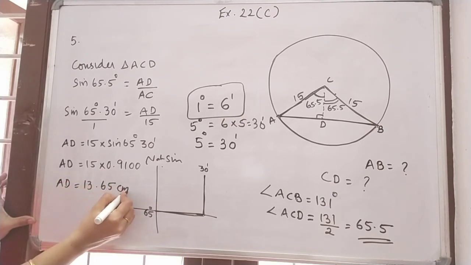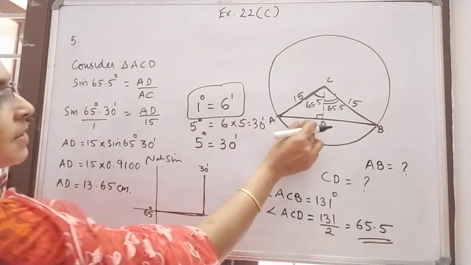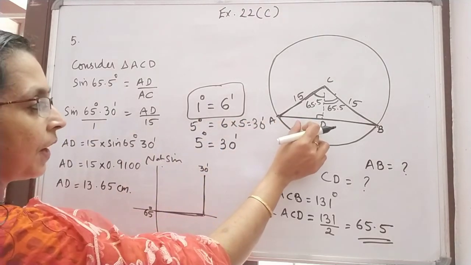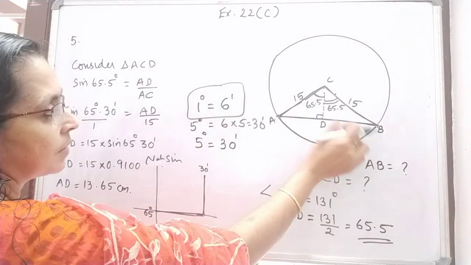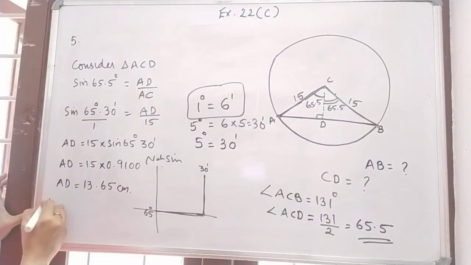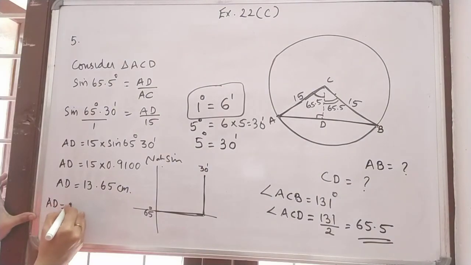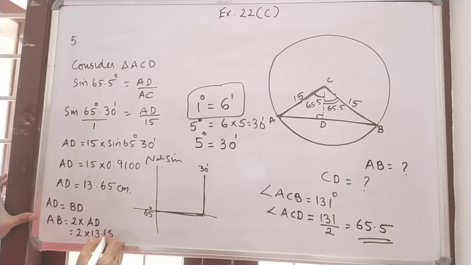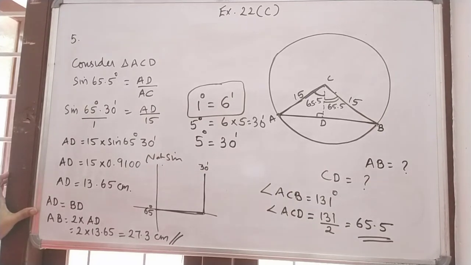So AD is equal to 13.65 centimeter. Since AD is equal to BD, it's a perpendicular bisector. So AB will be 2 times AD, that is 2 into 13.65, which is equal to 27.3 centimeter. That is our first part. AB is equal to 27.3 centimeter.